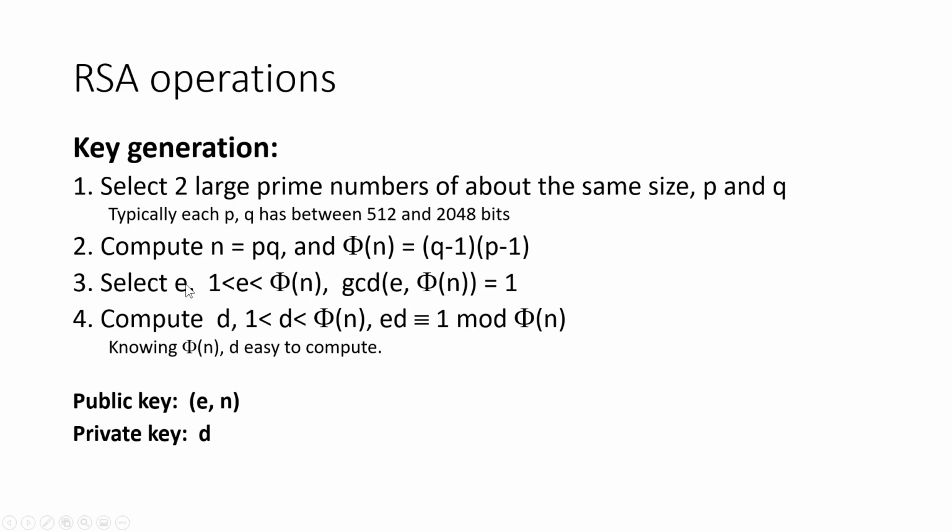And then we select e, usually an arbitrary number. Finally we compute d, which satisfies this equation: e times d is equal to 1 modulo phi(n). Then finally we will get the public key (e, n) and the private key d.